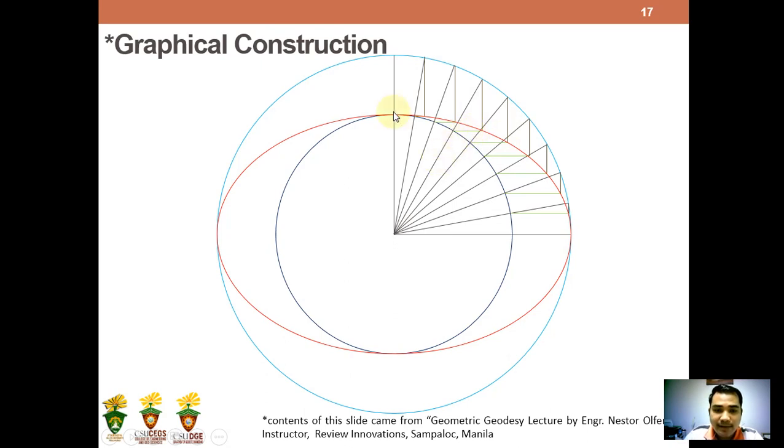minor axis or semi-minor axis sa radius sa inner circle, and the major axis or semi-major axis will determine the radius of the outer circle. So kung gamay ang imuhang inner circle tapos dako ang imuhang, what do you call this one? Outer circle, so magka-flatten pagid og maayo no, at poles. So tayo niya sa inyong balay how to construct an ellipse using graphical construction.